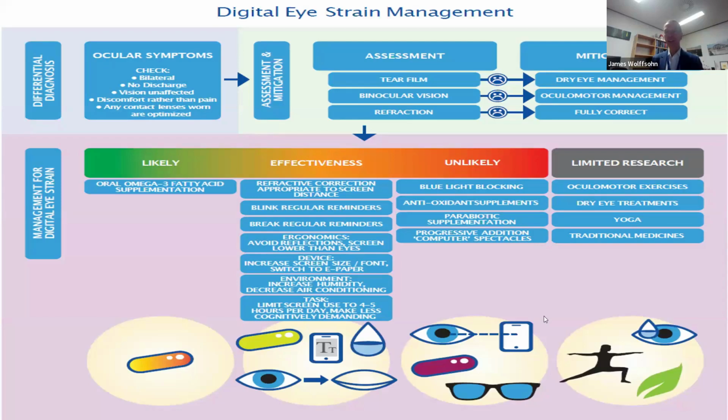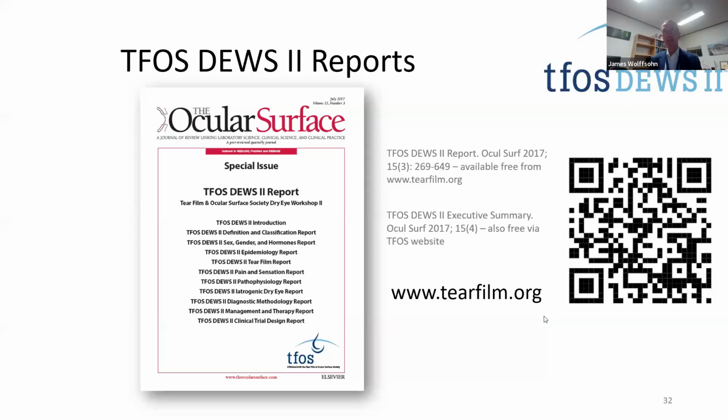So I'm going to talk a little bit now about that and how that impacts what we do. So the TFOS DEWS reports, those are getting a little bit older now, 2017, but there's still a lot of wisdom in them. And many of you will be aware we've just started the work towards TFOS DEWS 3. So we'll see the update in 2025, but we're not expecting big changes in terms of certainly things like the definition and diagnosis side of things.